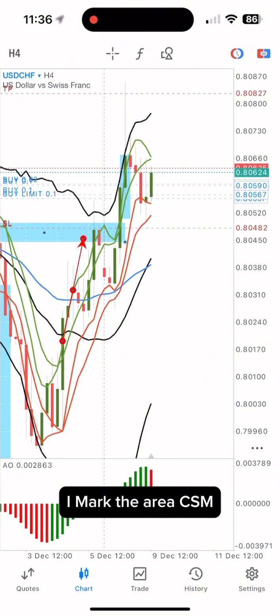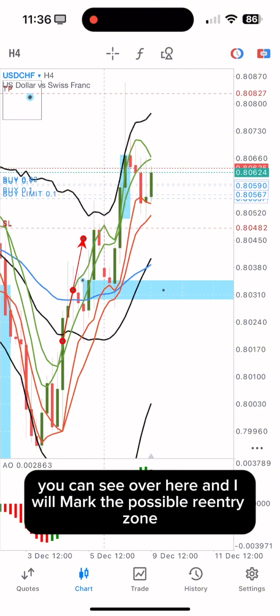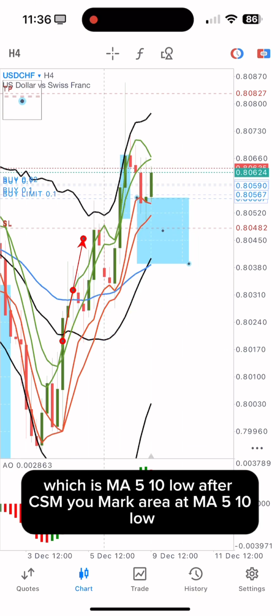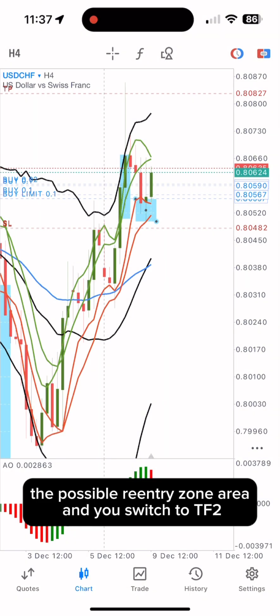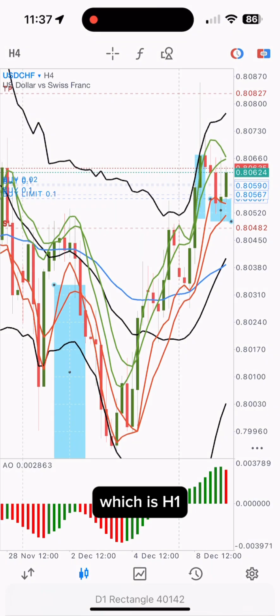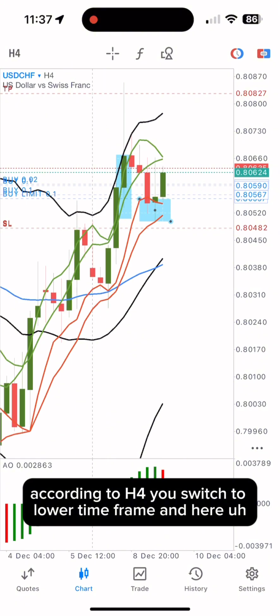I mark the area CSM. You can see over here, and I will mark the possible re-entry zone, which is MA510 low. After CSM, you mark the area at MA510 low, the possible re-entry zone area, and you switch to time frame 2, which is H1 according to H4.